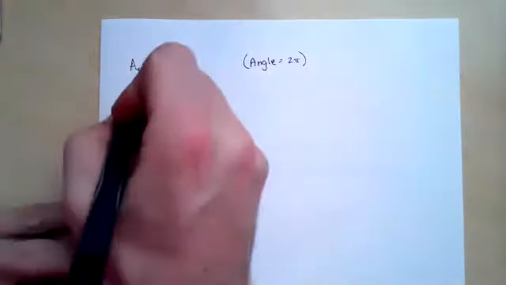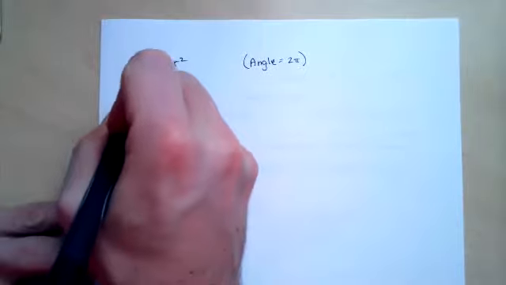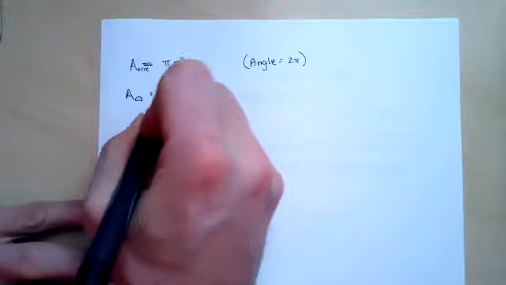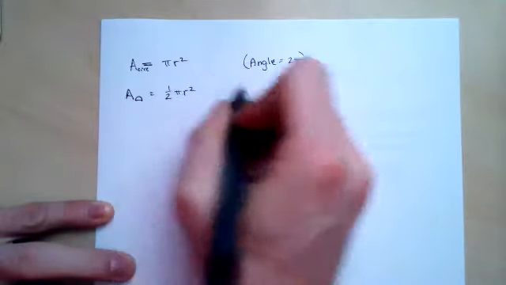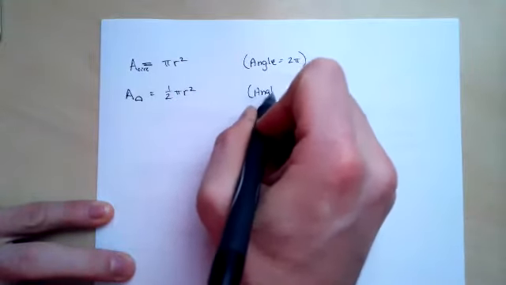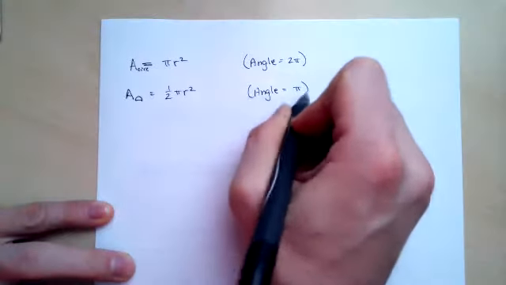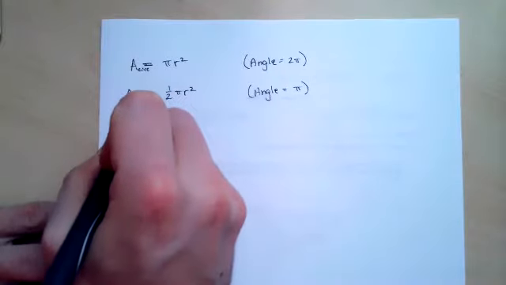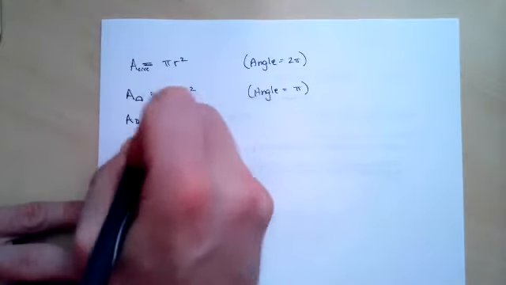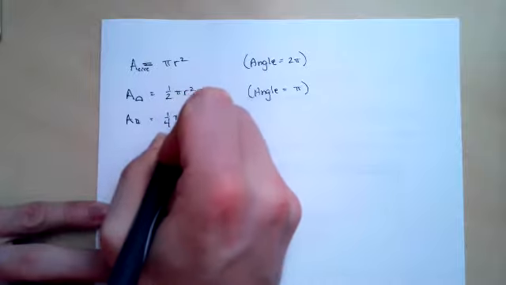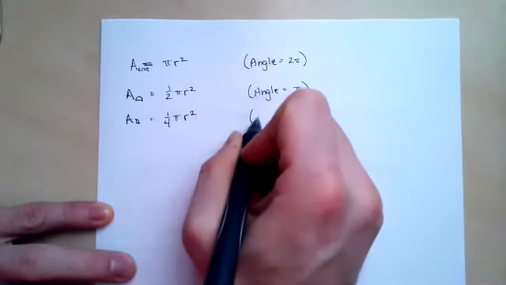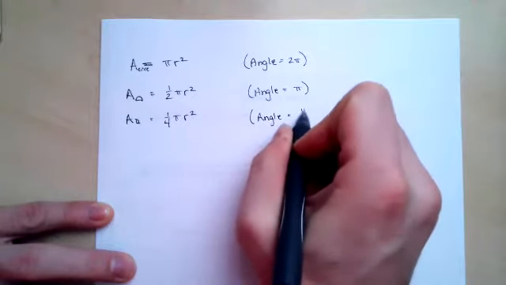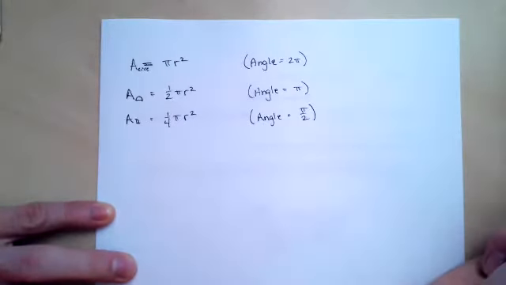So if I have half of a circle, what's the area then going to be? It'll be half of that, but in this case, our angle is pi. And likewise, if I have a quarter of a circle, we will get 1/4 pi r squared, and the interior angle of pi over 2.